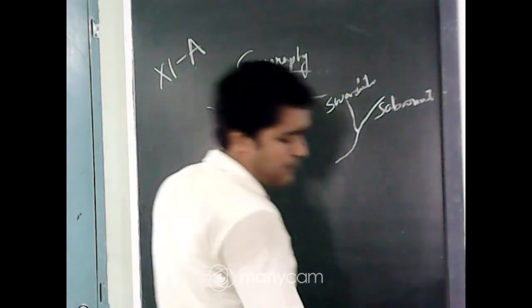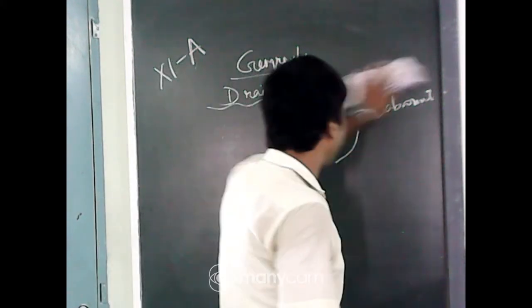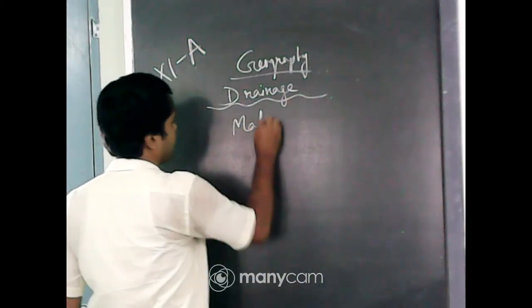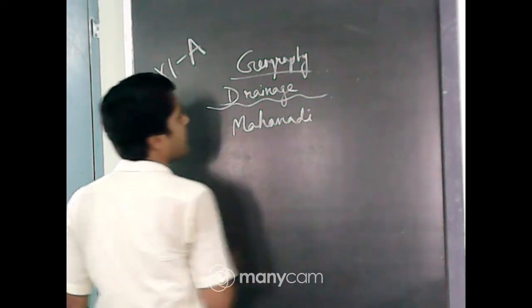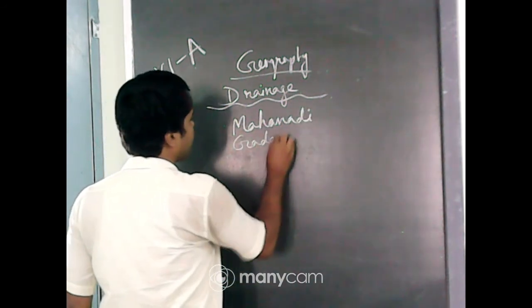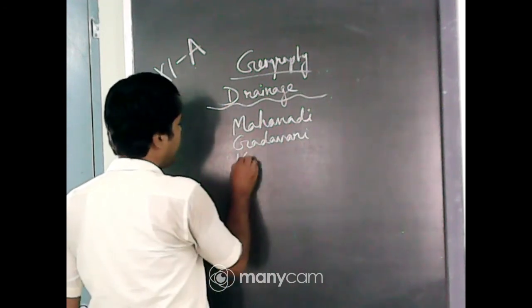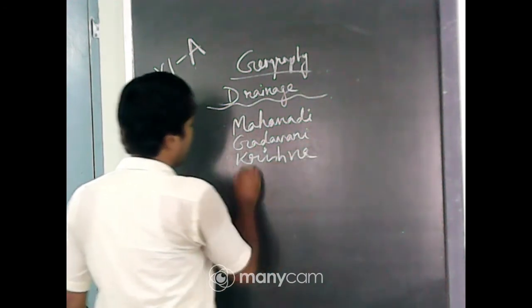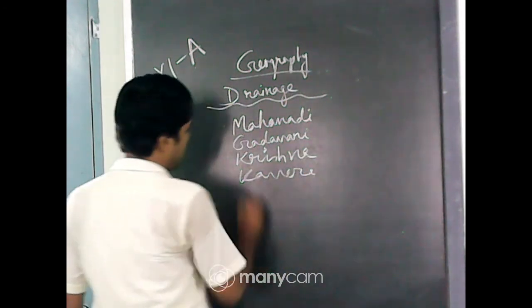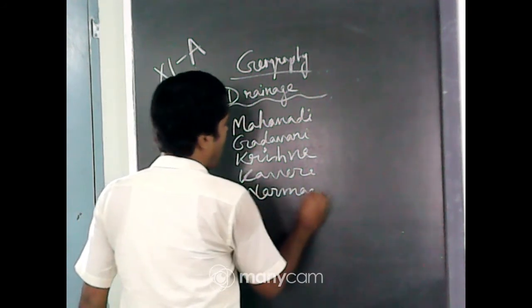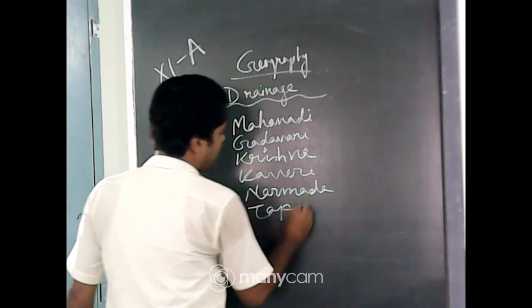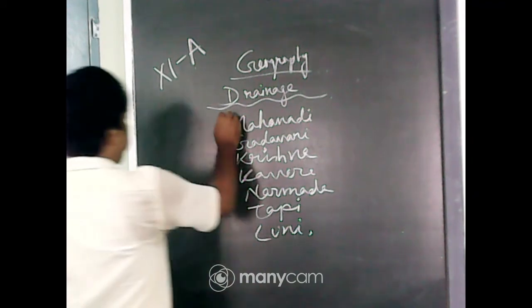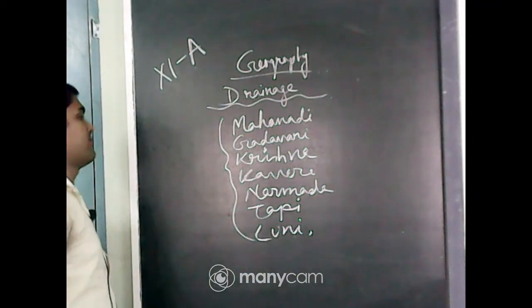So, what are the names of the peninsular rivers you have read? Let me remind you again. The first is Mahanadi, then Godavari, then Krishna, then Kaveri, then Narmada, then Tapi, then Luni.